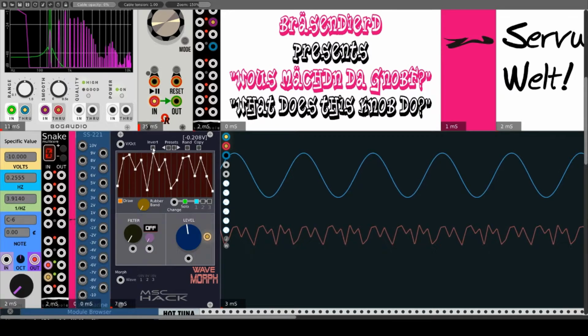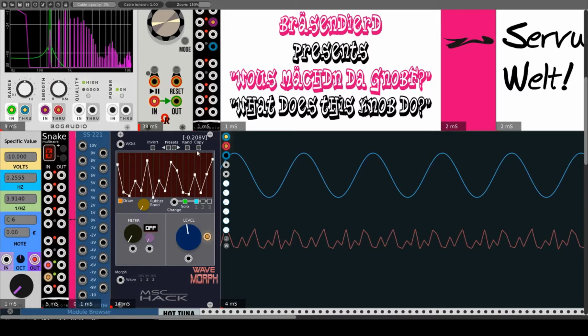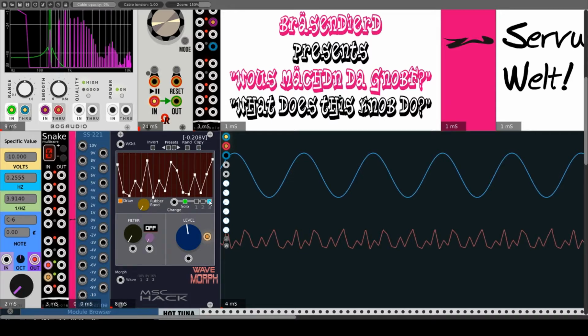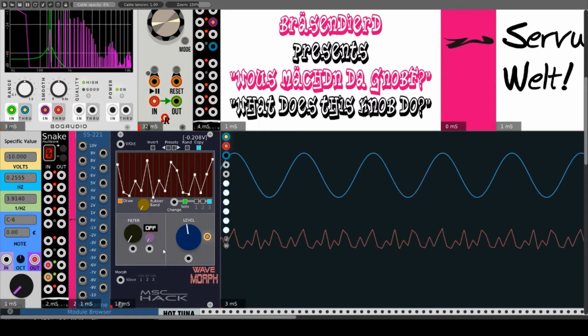With the button Copy, you can copy a waveform into one of the 3 WaveMorph oscillators. This one selects over 1, 2, 3, and the output signal always corresponds to the volts of the input signal at the morph input.